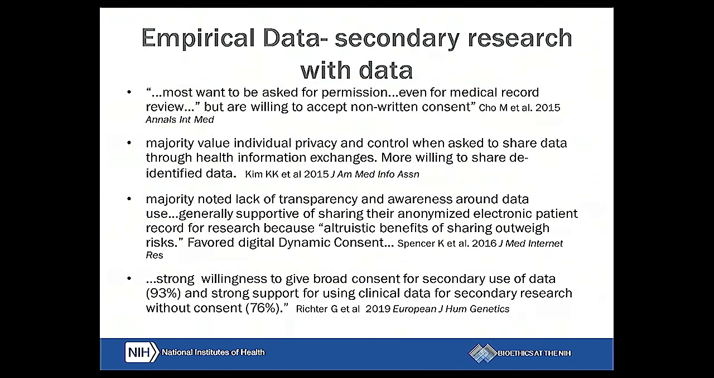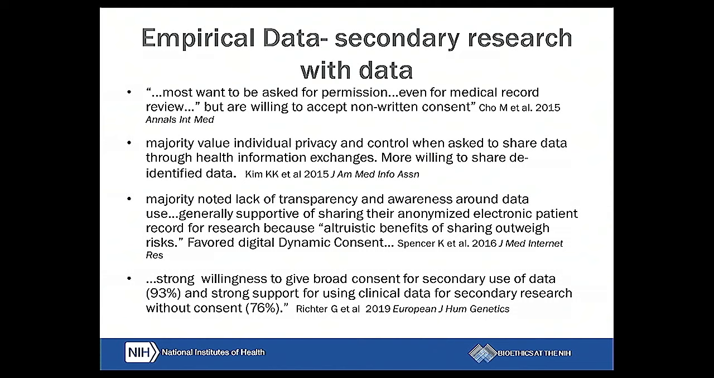There's also some data available on what people think about the secondary use of their data as distinct from their samples. David and Ben's ROMP study was already mentioned several times, but I think what's really interesting is that most people in that study wanted to be asked for permission to use their data in their medical records, even though they were willing to accept non-written consent to do that.